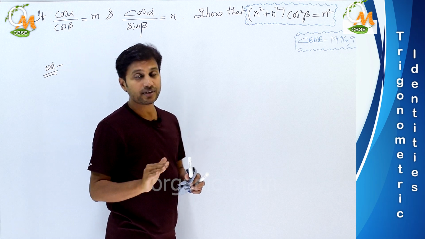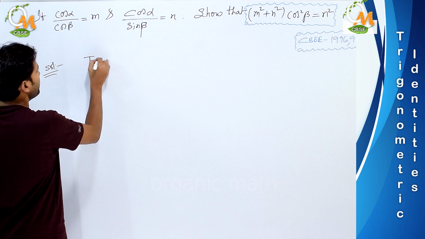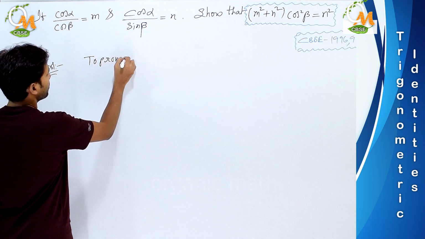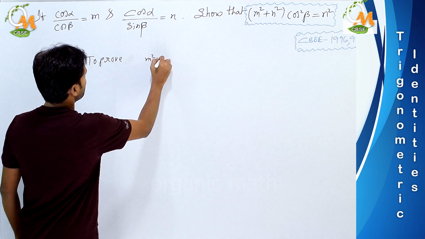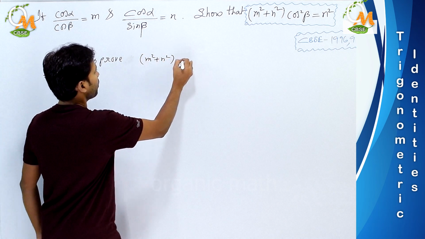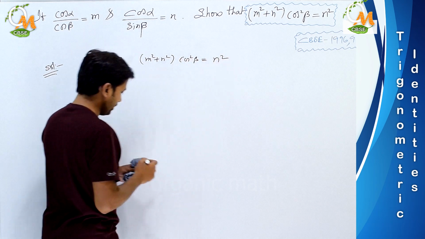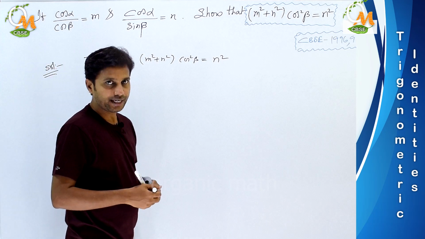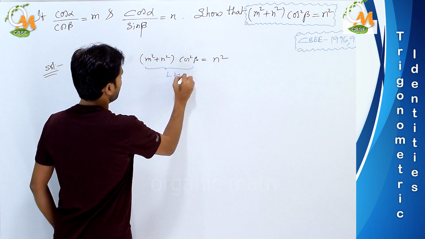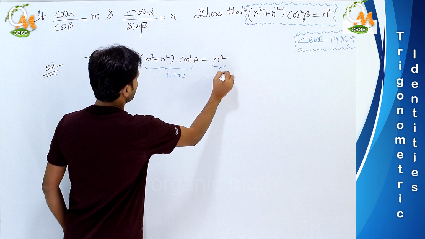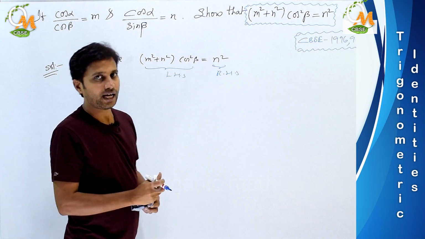Anyways, we have given these two conditions, but what we have to show, first let us write it down. We need to prove that (m square plus n square) into cos square beta equal to n square. In this, let us consider this part as LHS, and this would be your RHS. So as usual, we'll take the LHS part and we need to obtain the RHS, right?